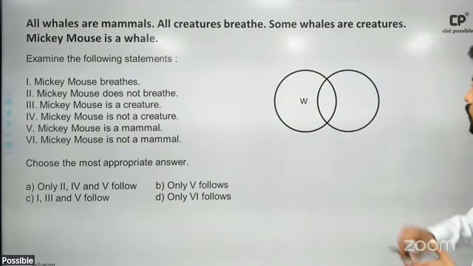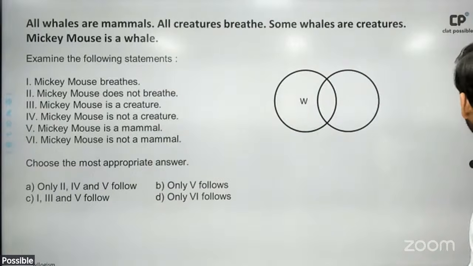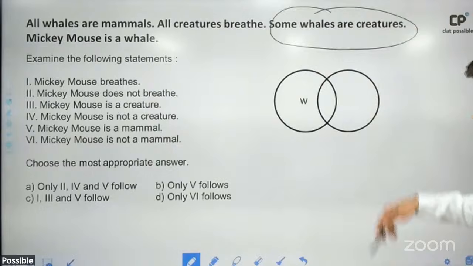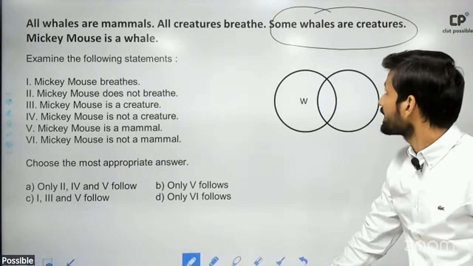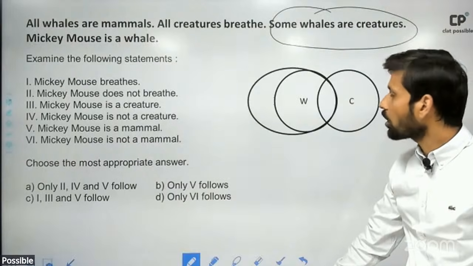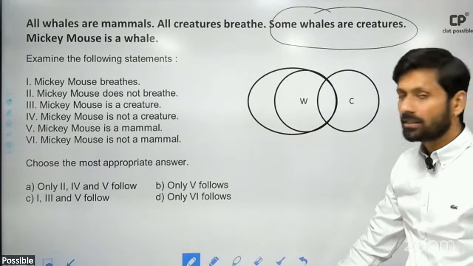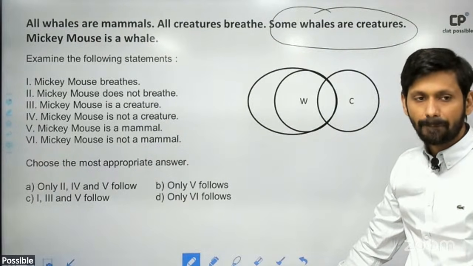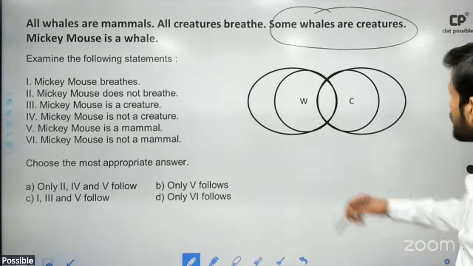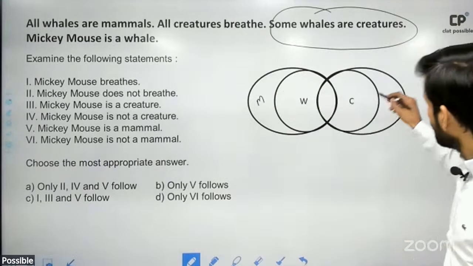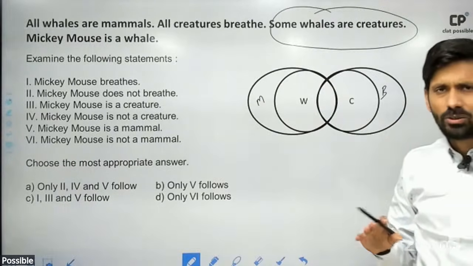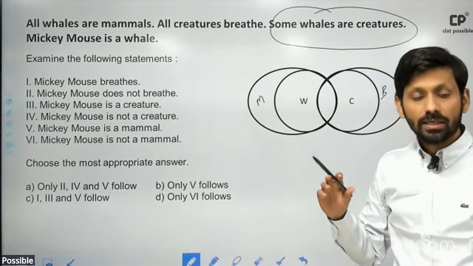So if you look here, I'm starting with the third statement. Some whales are creatures. And then I'm drawing for the first one, which is all whales are mammals, right? Everyone, we understand this. And all creatures breathe, right? So this is mammal, and all creatures breathe. So this is how the diagram would look somewhat.